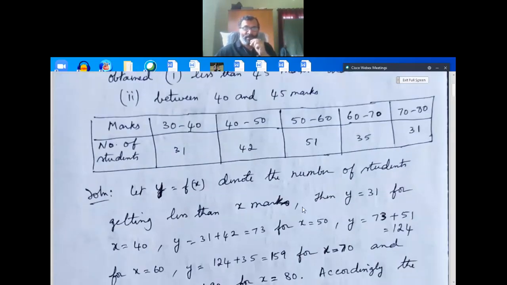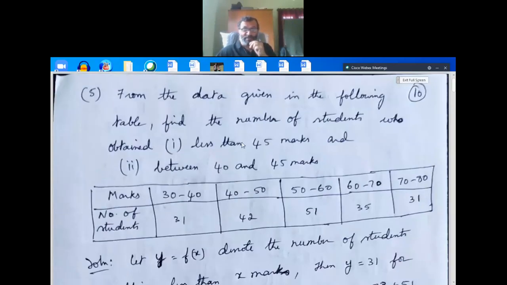Okay, let y is equal to f of x denote the number of students. We cannot calculate in Newton's forward interpolation formula when there are class intervals. Here there is a class interval. So how to proceed? Let y is equal to f of x denote the number of students getting less than x marks. We take it like this because here it is less than 45 marks.